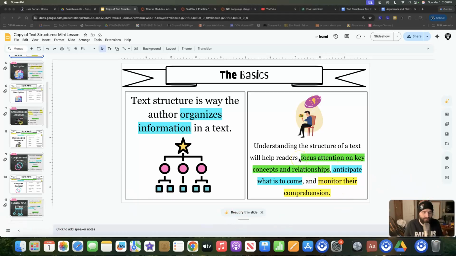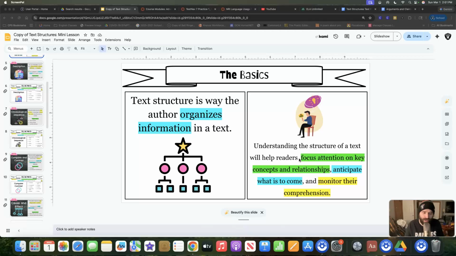So if it's cause and effect, how does one thing lead to another? If it's problem solution, kind of the same idea, right? What has happened and how can we try to fix it? If it's description, it's everything that is related to the thing that we are describing. It helps you anticipate what's to come too. So if you are reading problem solution, you know that towards the end or somewhere in the passage, the author is going to provide ways to solve that problem.